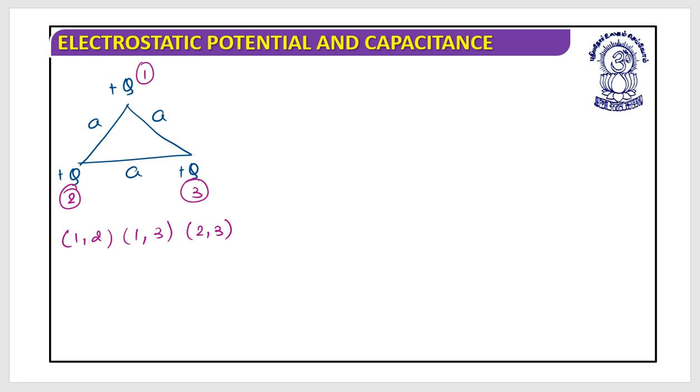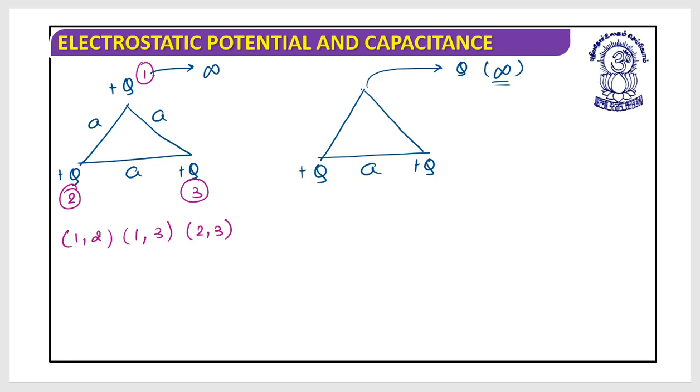How would my final system look? If I wish this charge to move to infinity, my final system should look like this: this plus q, this plus q, and this one has reached infinity. Their separation is a. So let's again give them numbers.